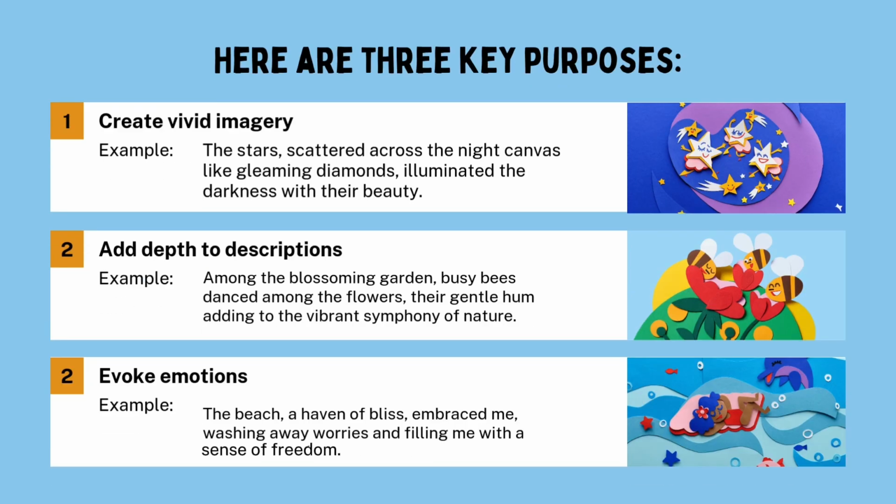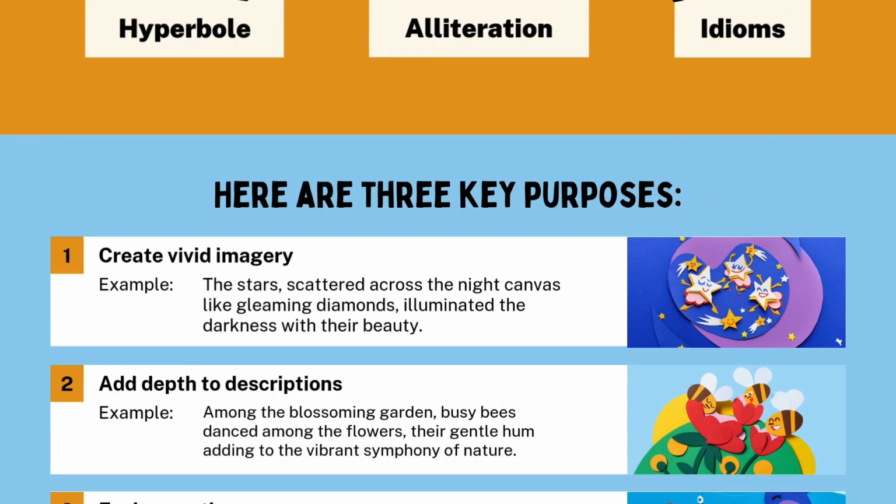There are 3 reasons why we use figurative language. For one, it helps create vivid imagery in the reader's head, like we just discussed. The stars scattered across the night canvas. You see, it's very descriptive. It kind of puts an image in your head. It also gives depth to descriptions, like among the blossoming garden, busy bees dance among the flowers. You can easily visualize it. And also, it helps to invoke emotions as well.